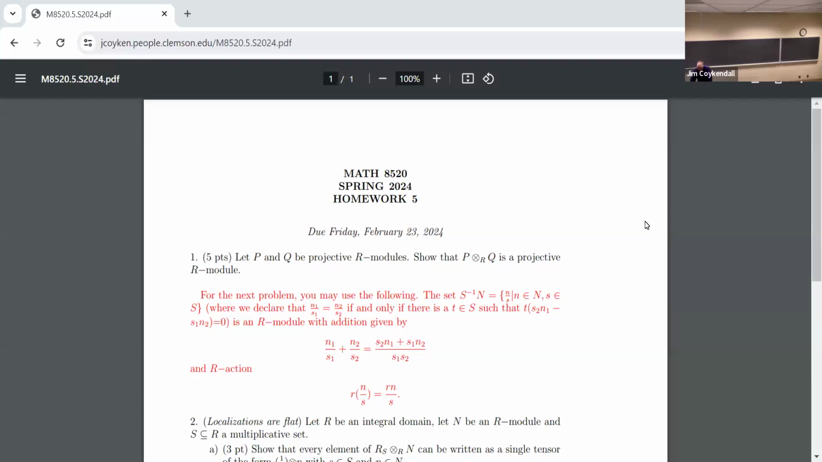tends to be more practical. Well, you say a couple of words about this. Homework.